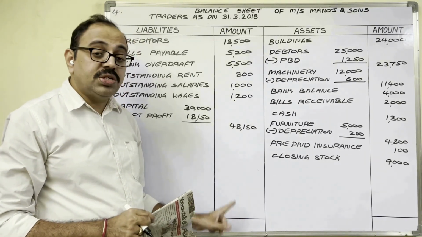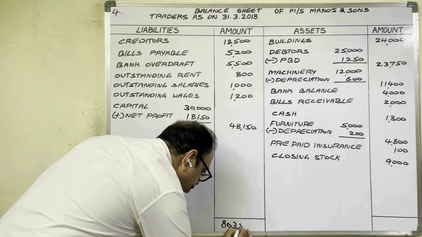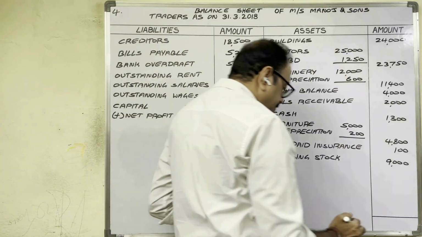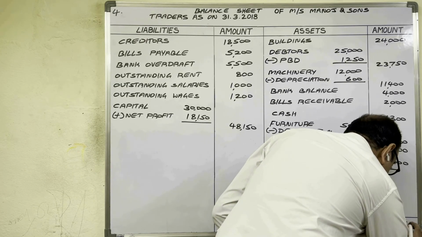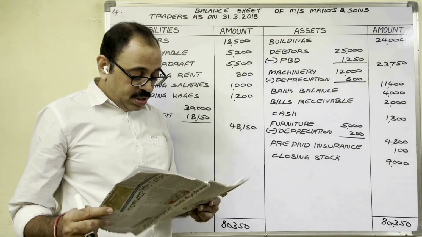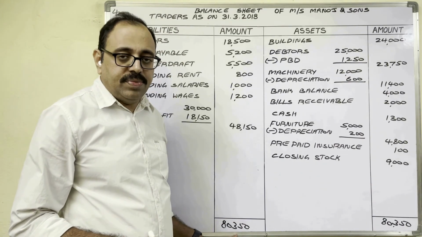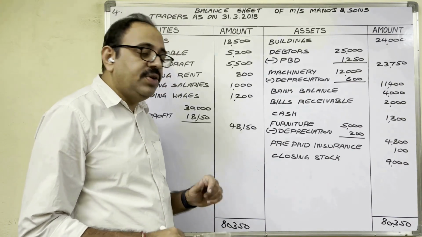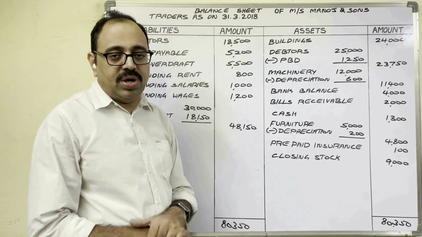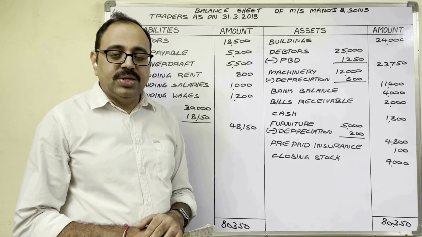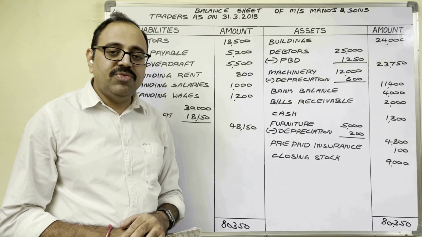Finally, find out the totals of the two sides. Liability side total is 80,350. Asset side total same, 80,350. In the textbook, the answer is given as 81,350, which is wrong. Correct answer is 80,350. Thus, in the balance sheet, on two sides you should get the same totals. Then only a problem is correct. So this is all about the fourth problem from the final accounts topic. Hope this video is helpful to you. Thank you.